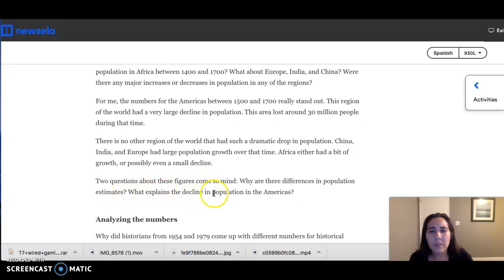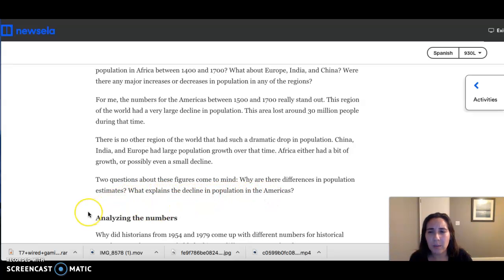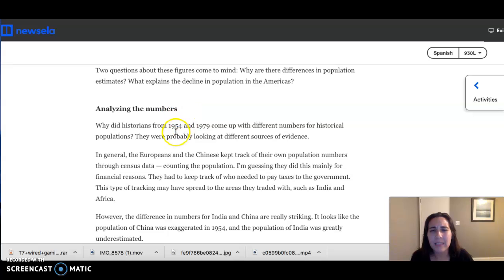Two questions about these figures come to mind. Why are there differences in population estimates? What explains the decline in population in the Americas? Analyzing the numbers. Why did historians from 1954 and 1979 come up with different numbers for historical populations? They were probably looking at different sources of evidence.